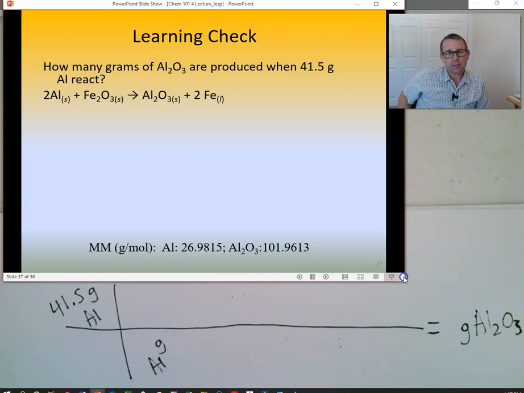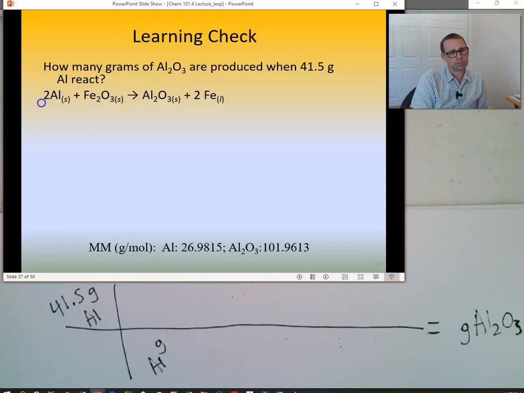Well, we need to be able to use that equation, right? Because that equation relates the aluminum to the aluminum oxide. The coefficients, the stoichiometry, right? We need to be able to relate that. So how are we going to do it? How are we going to relate that?